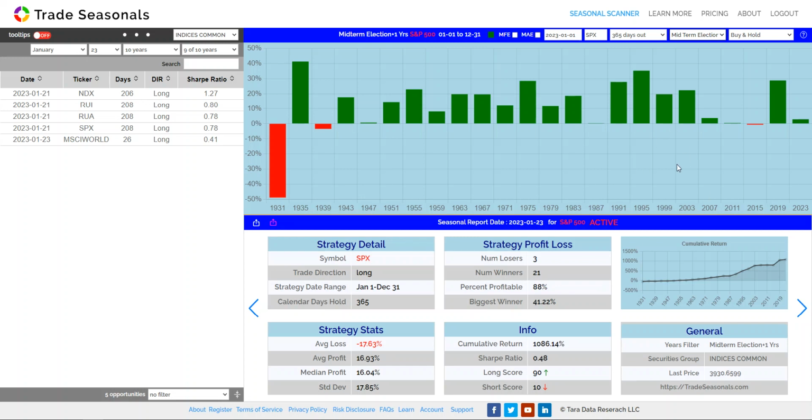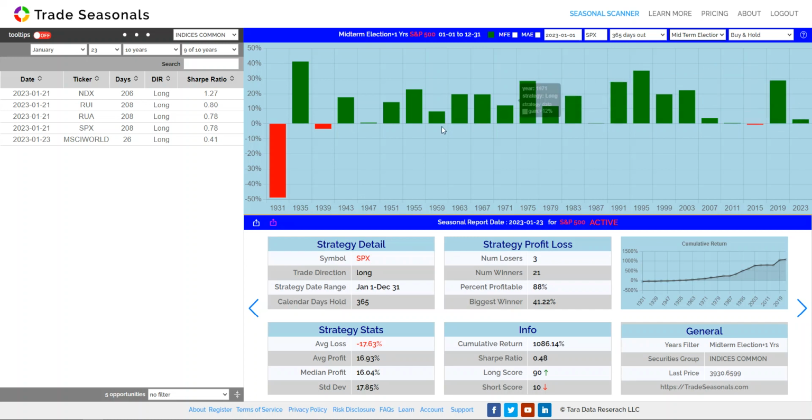Let's take a look at the negative years. The last time it lost money was in 2015. It lost 0.69%. And in 1939, it lost 3.44%. In 1931, which was right in the heat of the Great Depression, it lost 48.77%. 1939 was also the beginning of World War II. It has not done any significant losses whatsoever.